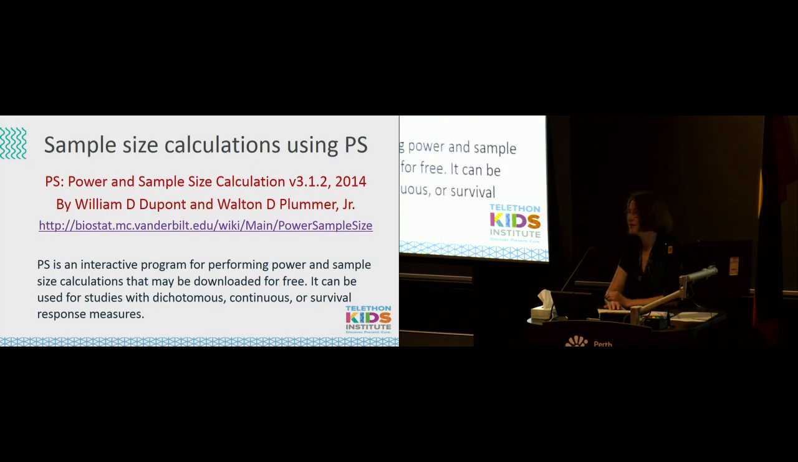Okay, so in the next 15-20 minutes, we're just going to take a whirlwind tour through a package called PS, which originally I think came out in about the 1990s, so it's been around a while. There's a few more versions of it.